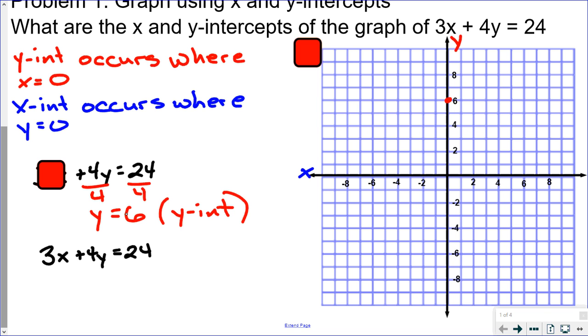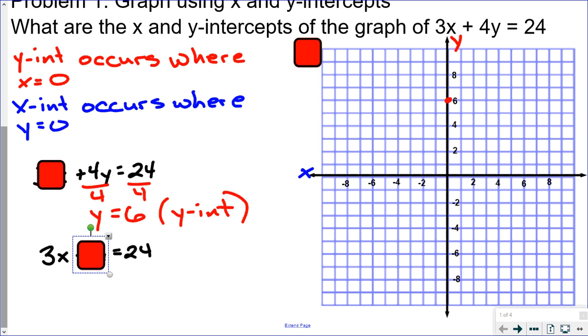And this time, to find the x-intercept, I'm going to put my thumb over the 4y. Or in this case, I'm going to put one of these boxes over it. So I'll put a box over there. And now I have 3x equals 24. Because again, if I was to plug in a 0 for the y, this would just go away. Because 4 times 0 is 0, 3x plus 0 is 3x. So it essentially just goes away.